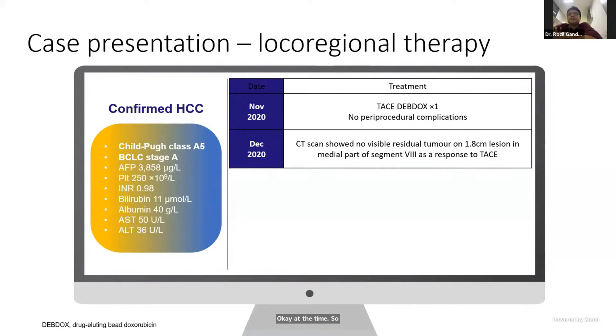Suppose there are bilateral HCCs with portal vein thrombosis, we do one session of TARE in the right lobe. We do the second session after 3 months in the left lobe. So we never do both the lobes together. That's how it is.